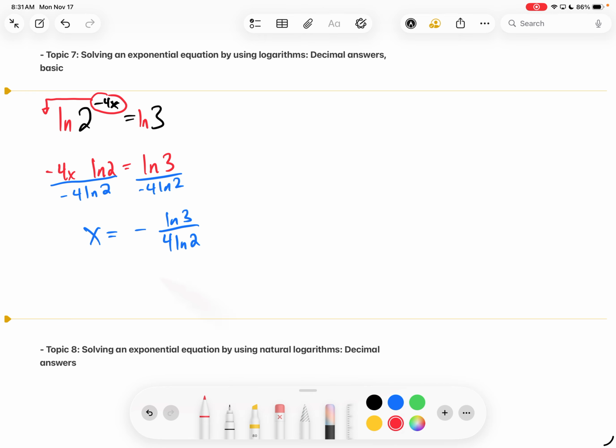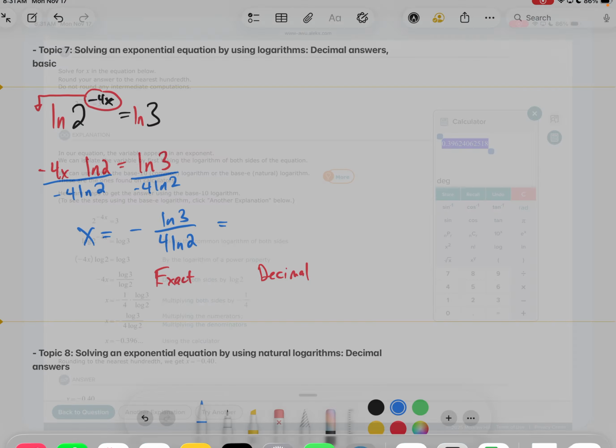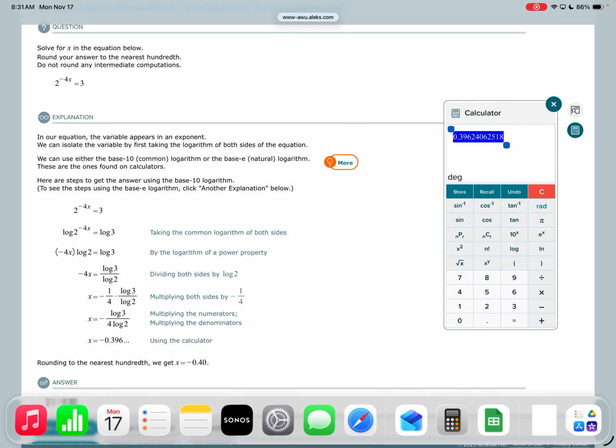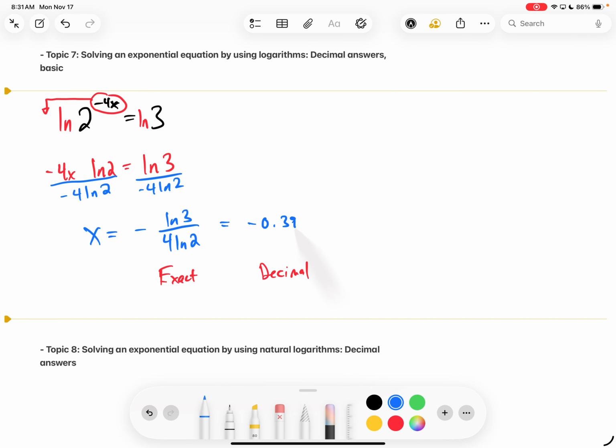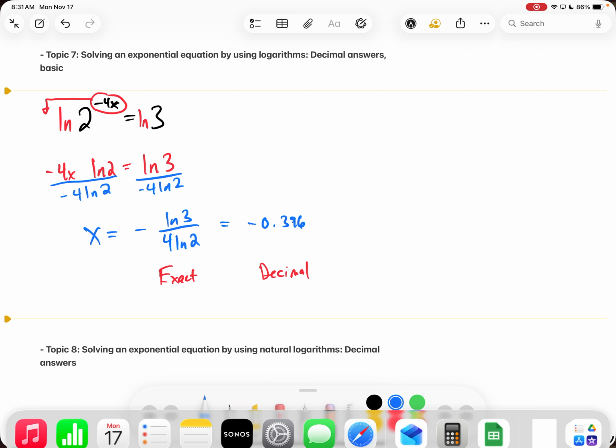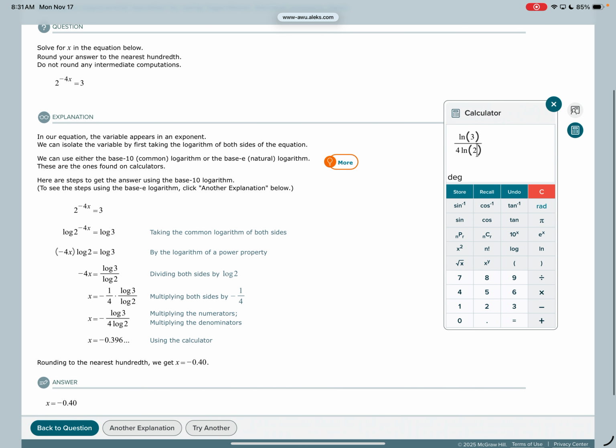This right here is called the exact answer, but we will go find the decimal answer too. That's fine. The decimal answer, we have the answer right here, negative 0.396. Once you get to that point and you solve for x, you would just plug it into the calculator. So you saw me plug it in right there. It was negative, but you just do negative ln 3 divided by 4 ln 2, and you get your answer. Well, they said round to the nearest hundredth, so they put negative 0.40 for their answer.